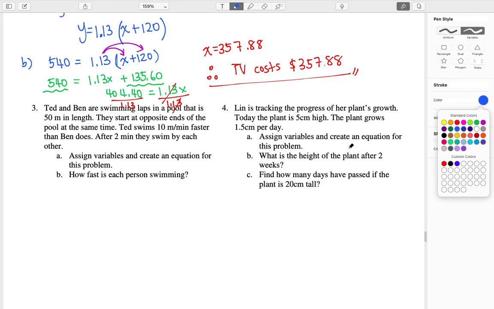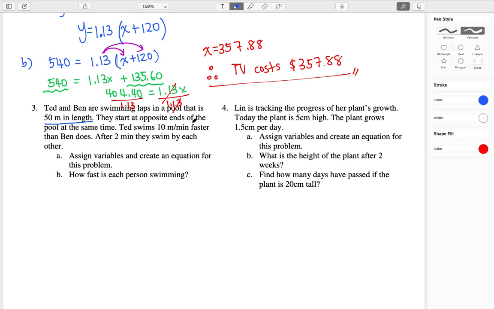Now let's try number 3. Number 3, let's see. Ted and Ben are swimming laps in a pool that is 50 meters in length, and they start at opposite ends of the pool at the same time. So Ted swims 10 meters per minute faster than Ben. So after 2 minutes, they swim by each other. Okay, so right away, this number 3 is a word problem that involves speed.